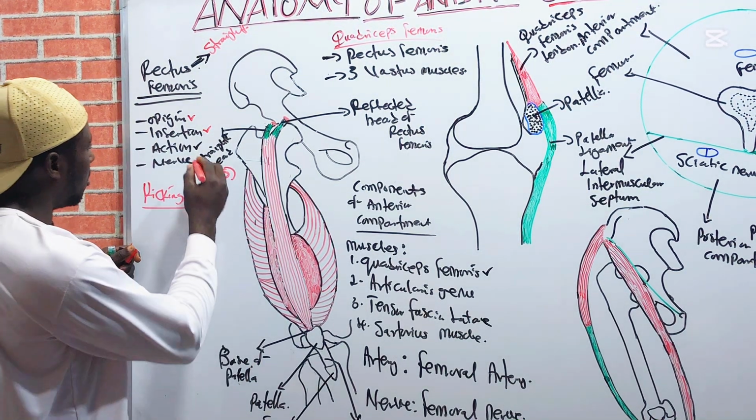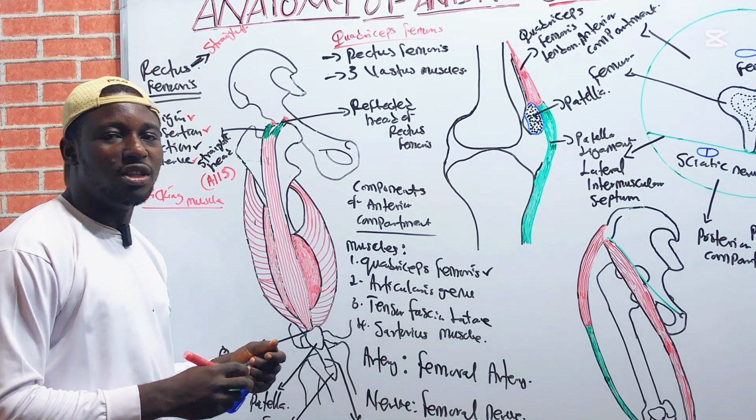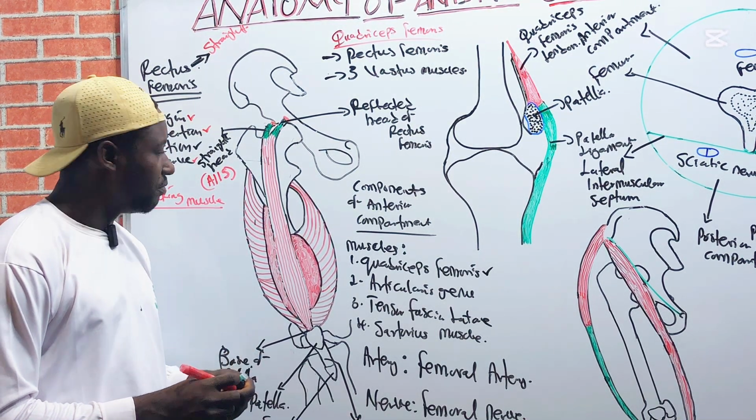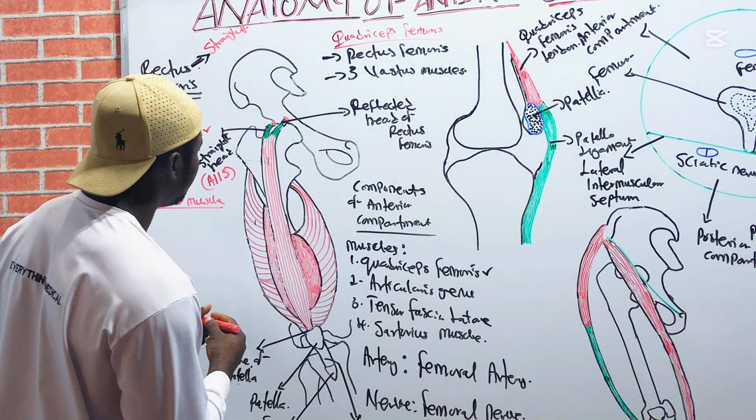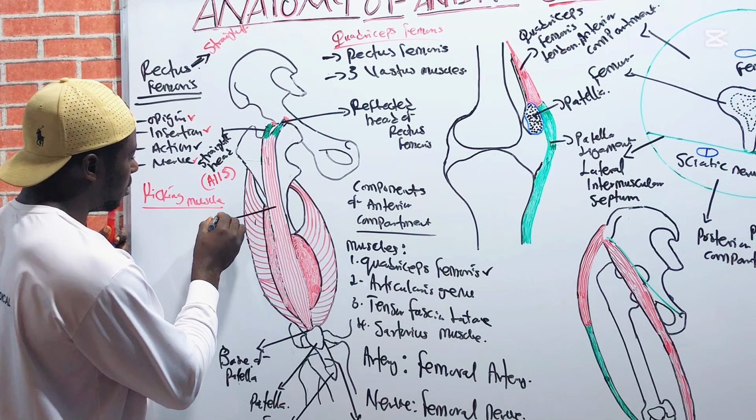The nerve supply. The nerve supply of the rectus femoris is the posterior division of the femoral nerve. That is the nerve supply. So this is the rectus femoris.